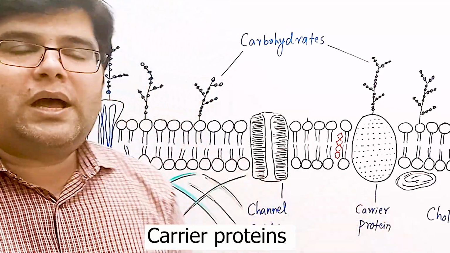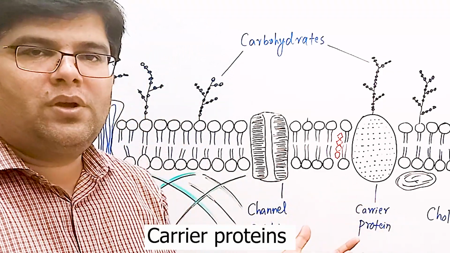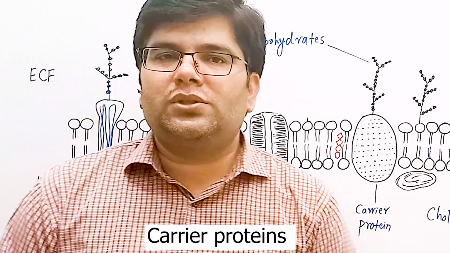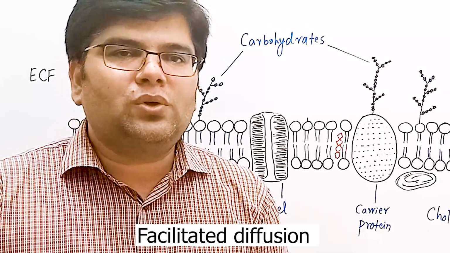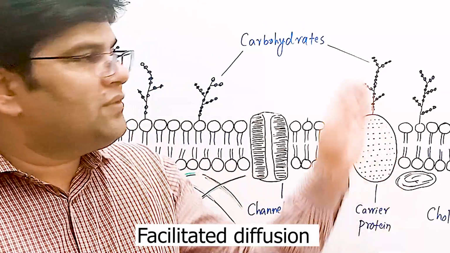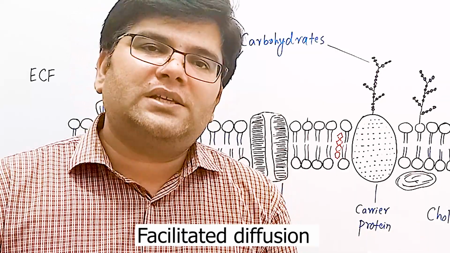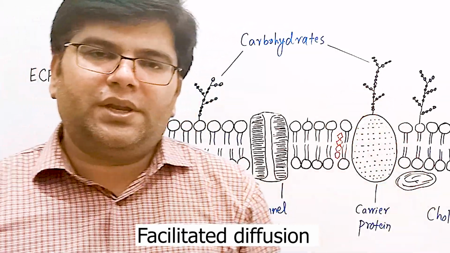These carrier molecules, unlike channels, do not have a pore. These carrier molecules can transport some larger water-soluble molecules. For example, they can diffuse glucose from outside of the cell to the inside of the cell along its concentration gradient. This is called diffusion because this is along the concentration gradient.